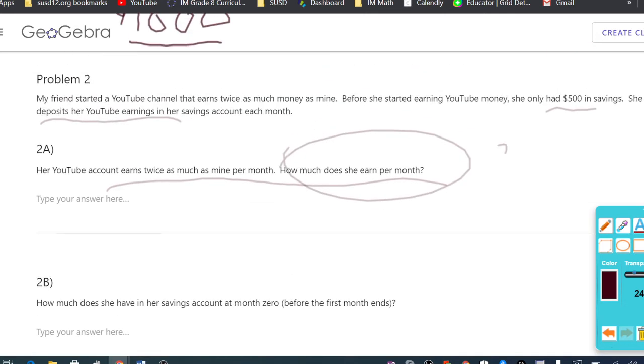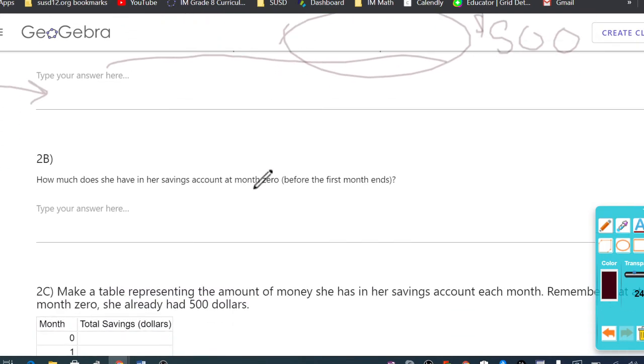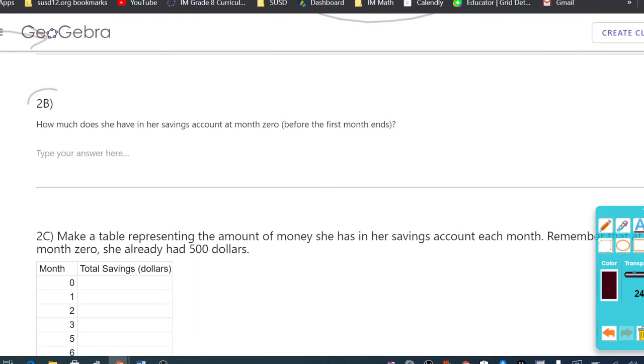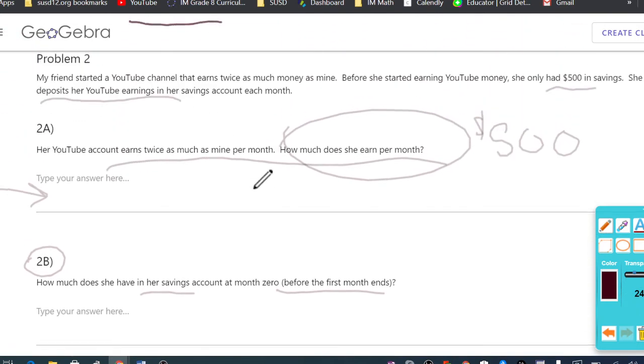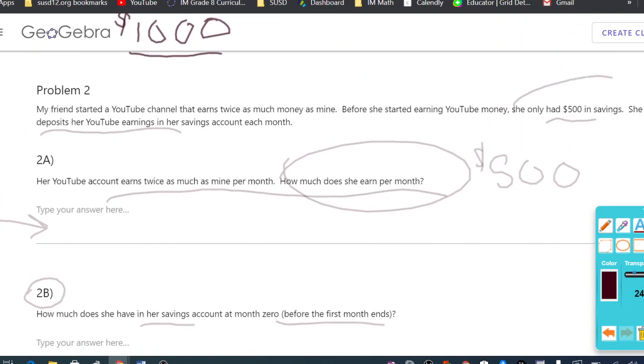Okay, remember, I earn $500 a month. She earns twice as much. So write down here how much money she earns. Question 2B. How much does she have in her savings account at month 0? Month 0 is before the first month ends. Well, remember, she only had $500 in savings before she started her YouTube channel.